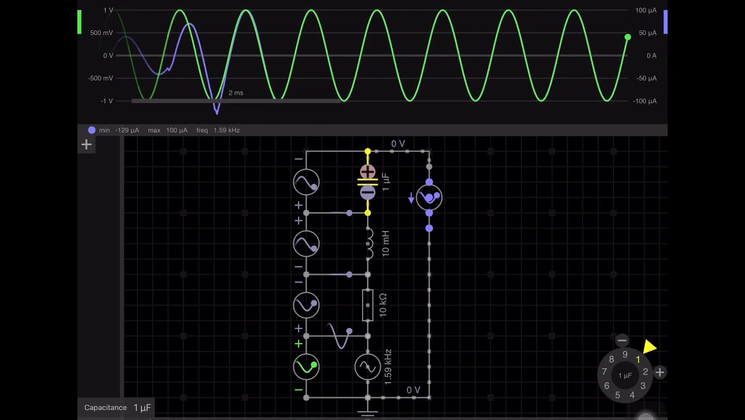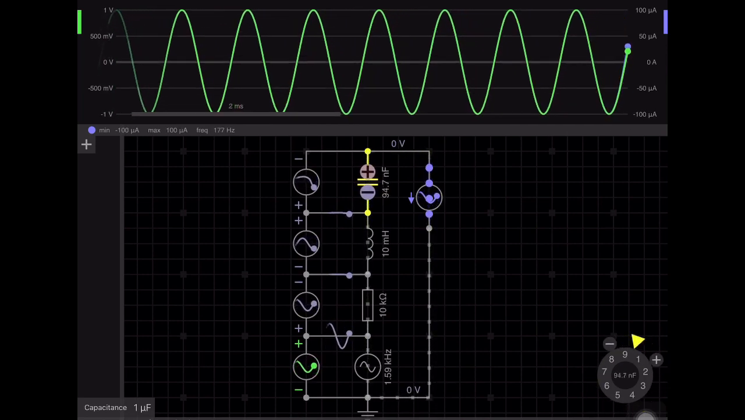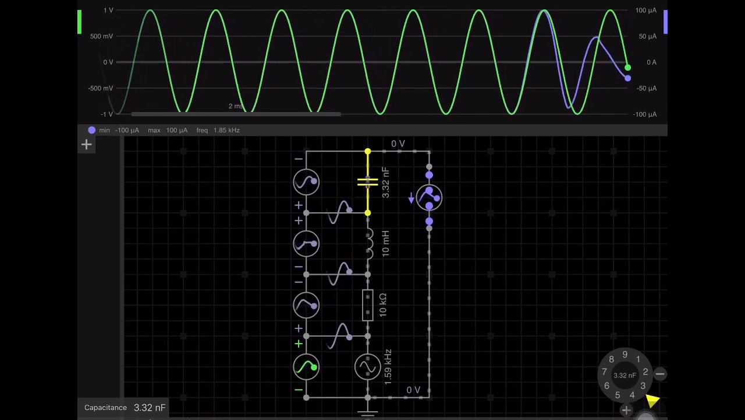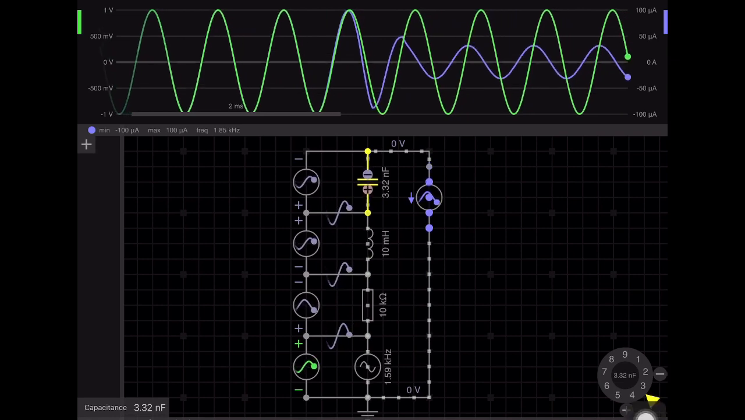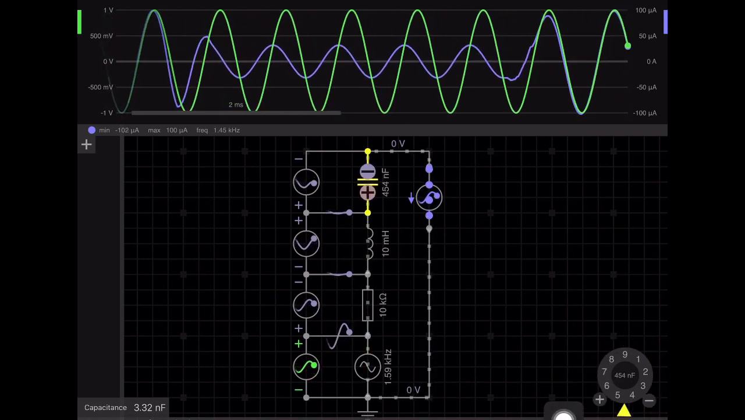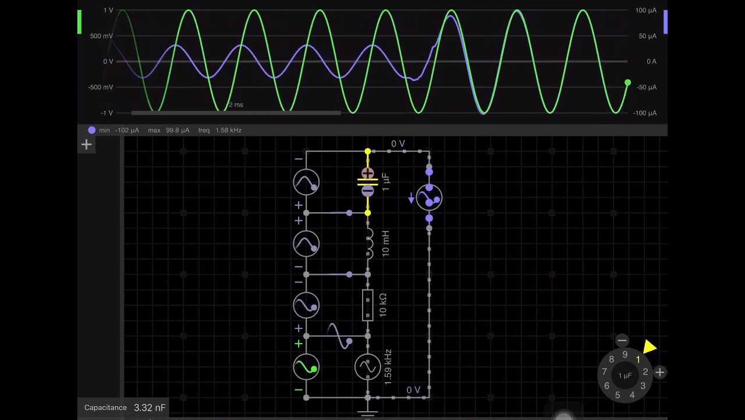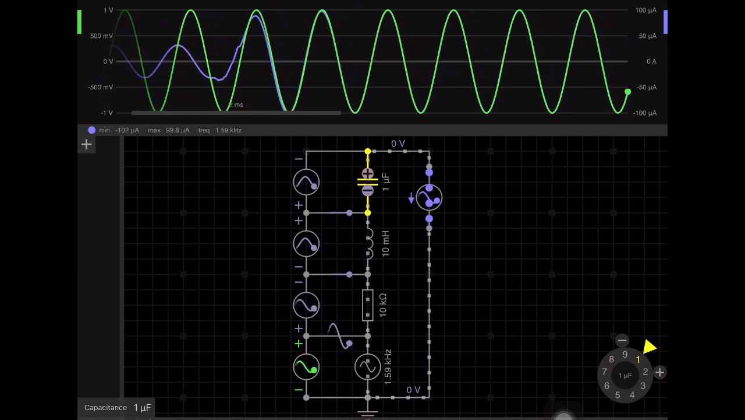We can change the value of capacitance also in the same manner. You can change the value of capacitance, and thus you can see the voltage and current are out of phase now. Now let me put back that value into our old 1 microfarad. So what happens is that the resonance condition is back.